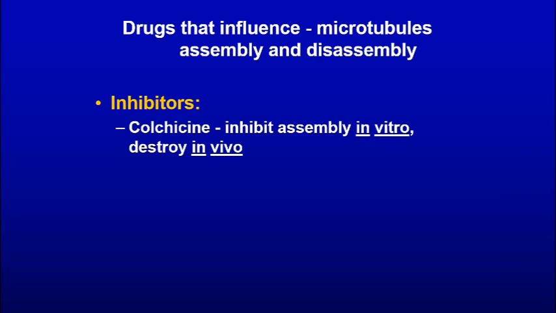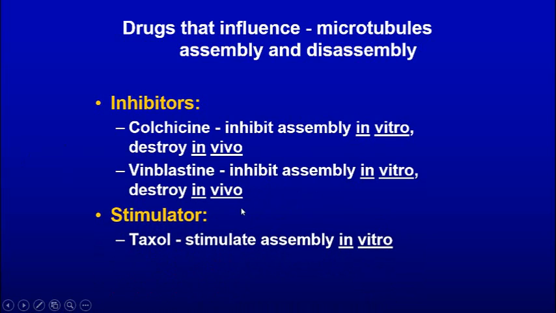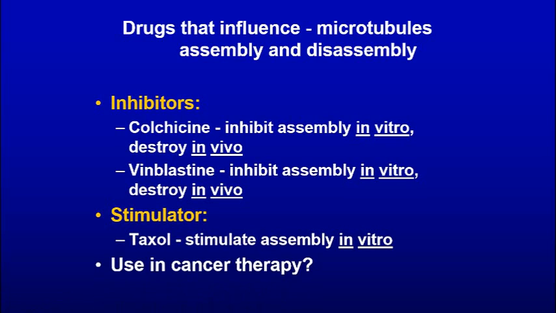So there are drugs that influence microtubule assembly. There are inhibitors. Colchicine will inhibit it and destroy it in vitro. Vinblastine also will inhibit assembly. And then you have a stimulator. Taxol will stimulate the assembly. So if you have the tubulin and put Taxol in there, it will make a microtubule.